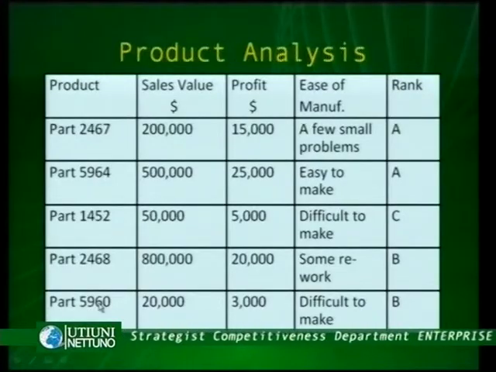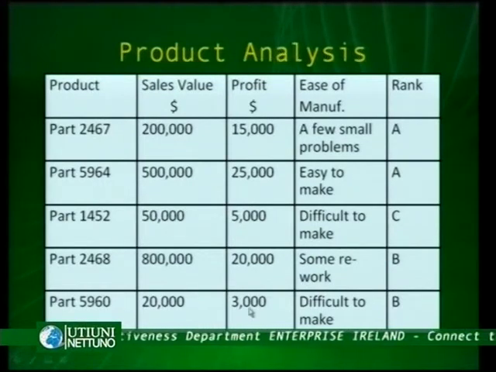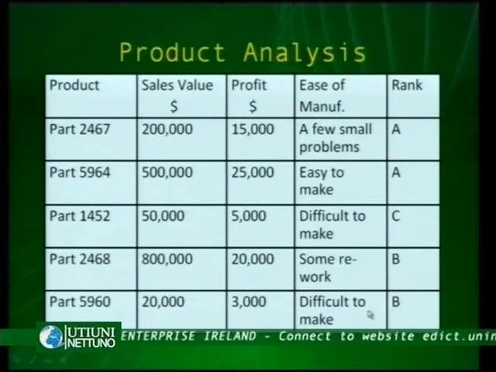Part 5960, $20,000 in sales, $3,000 in profit. Difficult to make, but we put it as a B because there's reasonable profits there. So that gives you an idea. It is subjective, but it gives you some sort of a structure to analyze what products to try and sell. And also to then look at what products do we need to either improve the quality of or stop making.